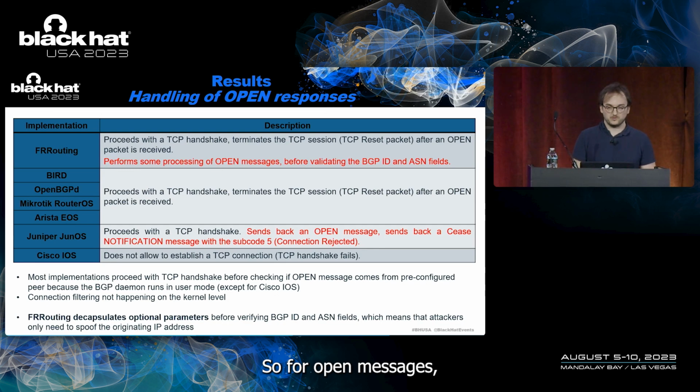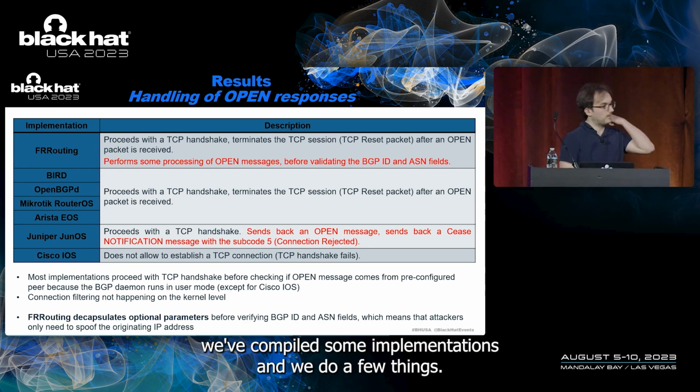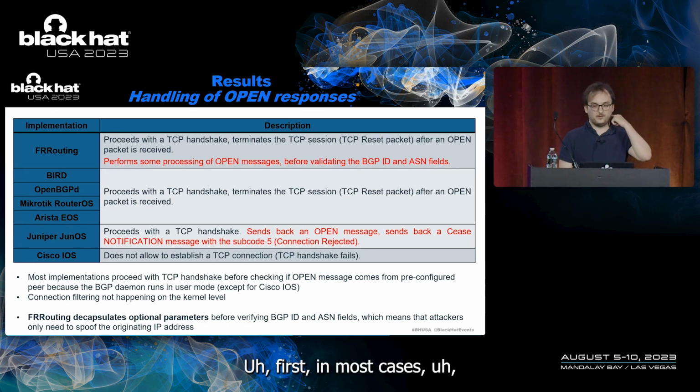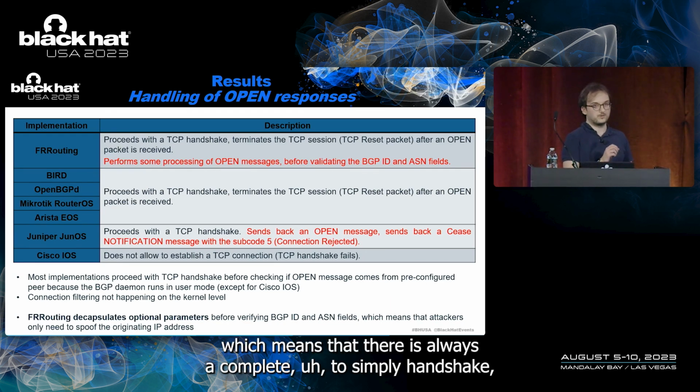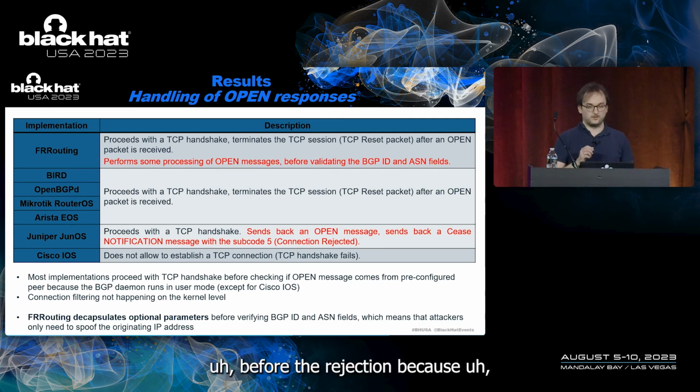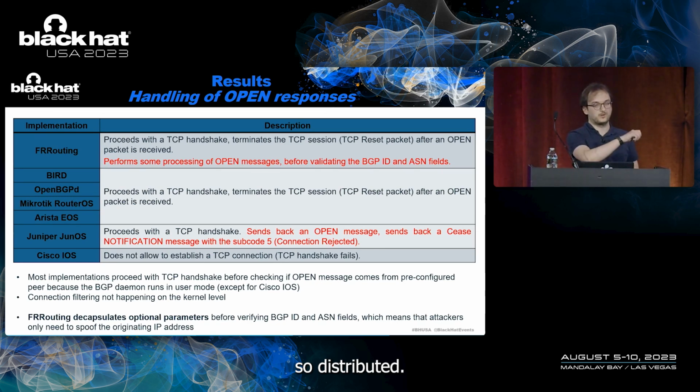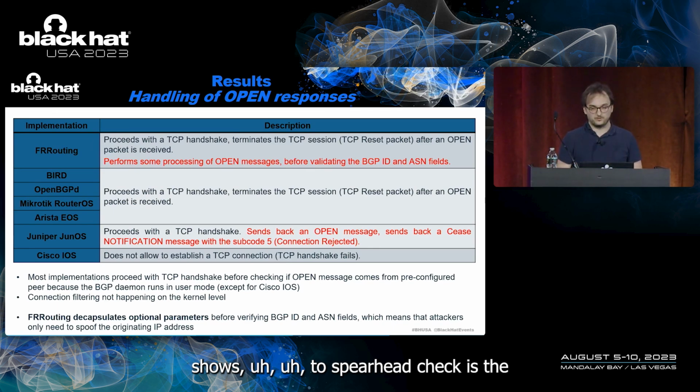So for open messages, we compared some implementations and we found a few things. First, in most cases, the BGP daemon runs in user mode, which means that there is always a complete TCP handshake before a rejection, because the TCP handshake is handled by the kernel. So an application running in user mode cannot block the connection before the TCP handshake is done. And so this is true except for Cisco iOS.